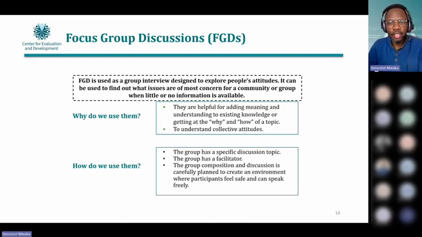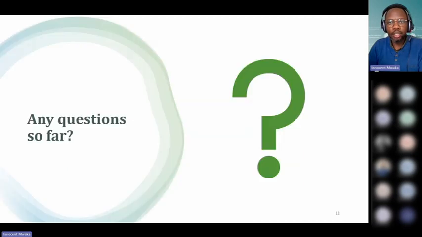So that is briefly about the different tools, and also the qualitative approaches. I'm not sure if you have any questions so far that we should respond to at the moment before I go into the analysis.